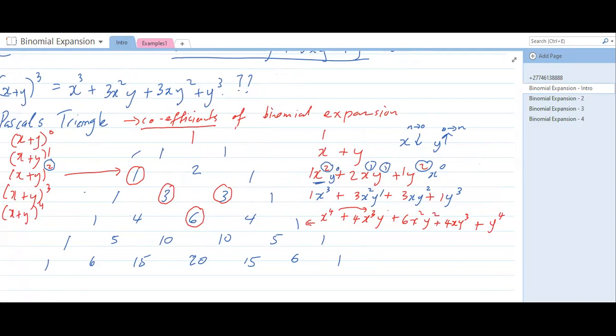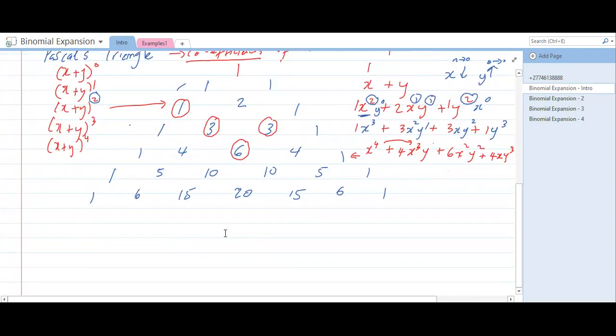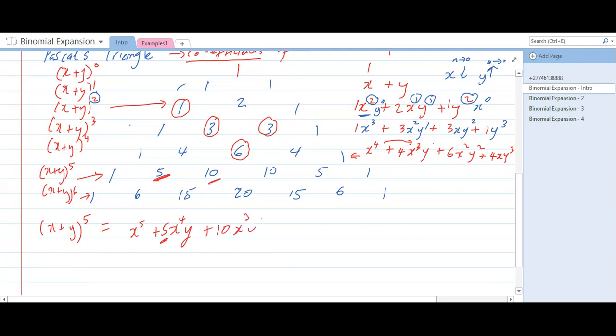Next one, if you have to expand x plus y to the power 5, just write it here, x plus y to the power 5, we will get x to the power 5 plus, you're looking at this row, which is x plus y to the power 5. We will get x to the power 5 plus 5 x to the power 4 y plus 10 x cubed y squared plus 10 x squared y cubed plus 5 x y to the power 4 plus y to the power 5.